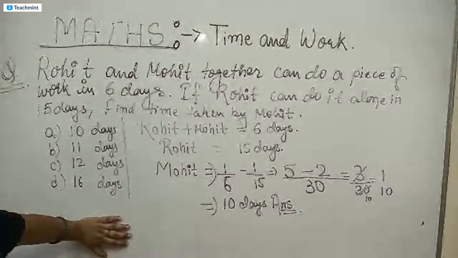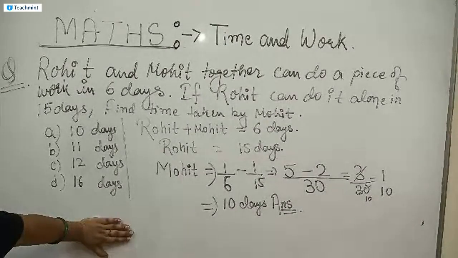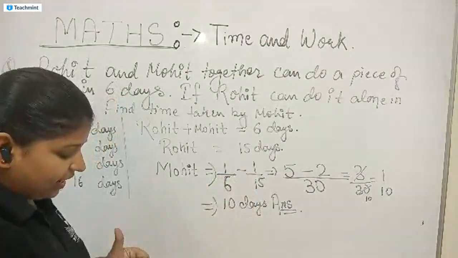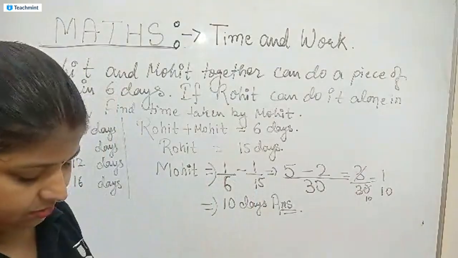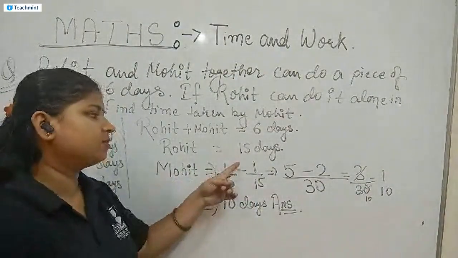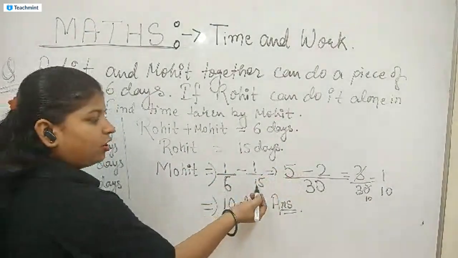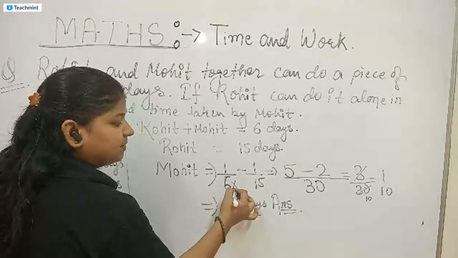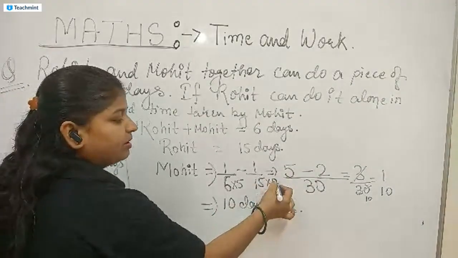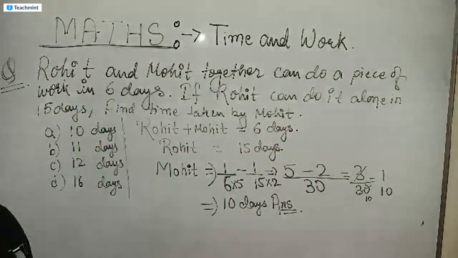Yes, Gahan. 5 and 2 came, ma'am. Beta, do you know how to subtract the fractions, Gahan? Yes, ma'am. So subtract 1 by 6 minus 1 by 15. You will get 5 minus 2 upon 30. The LCM of 6 and 15 is 30. In 6 you will multiply 5 in order to get 30. That's why 5. In 15 you will multiply 2 in order to get 30. That's why 2. Okay, ma'am.